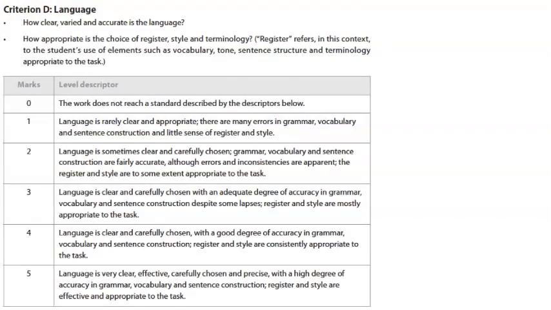Here again, it's things like the choice of register. Is it appropriate? Is it in the style that you would expect? And that can be something that you explore in the text itself. How appropriate is the original text's register, style, and terminology that's used throughout?